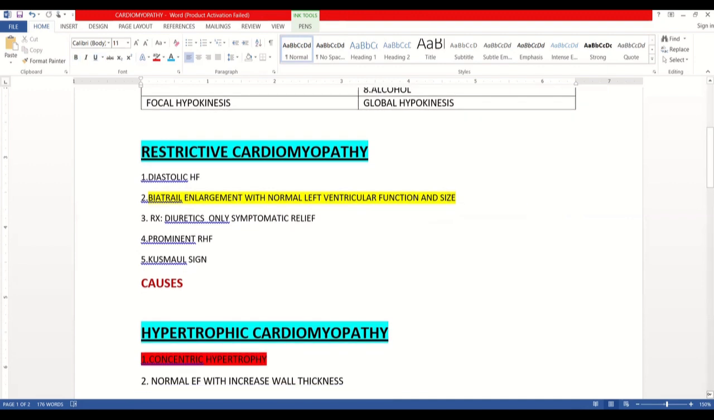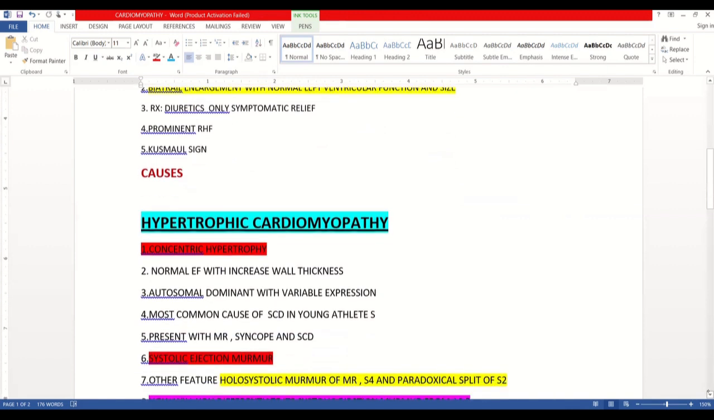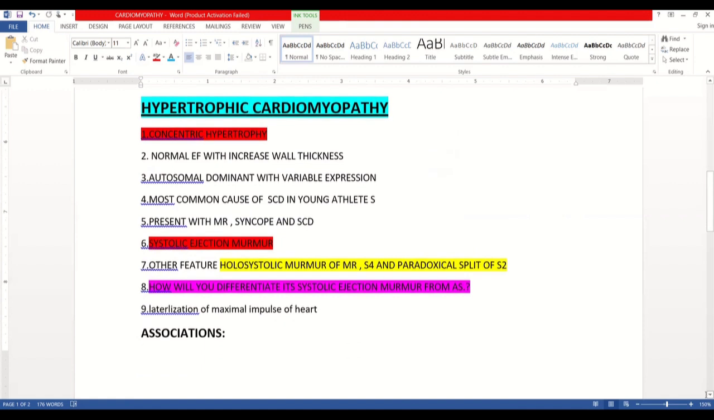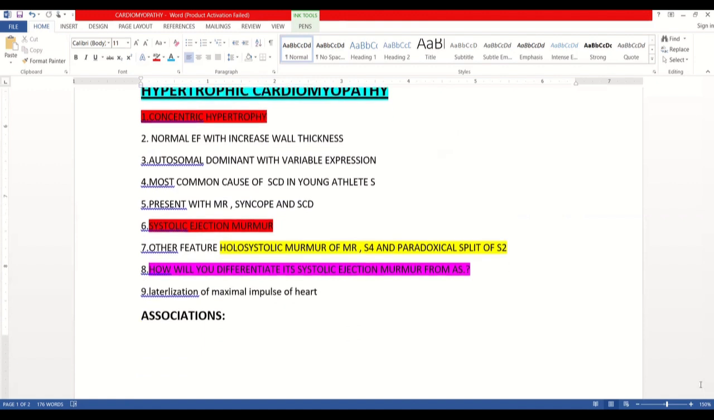Okay. So the hypertrophic cardiomyopathy. It leads to concentric hypertrophy, normal ejection fraction with increased wall thickness, autosomal dominant with variable expression. This is again super high yield, variable expression. So some patients may remain asymptomatic, some have very severe disease. It is the most common cause of sudden cardiac death in young athletes.